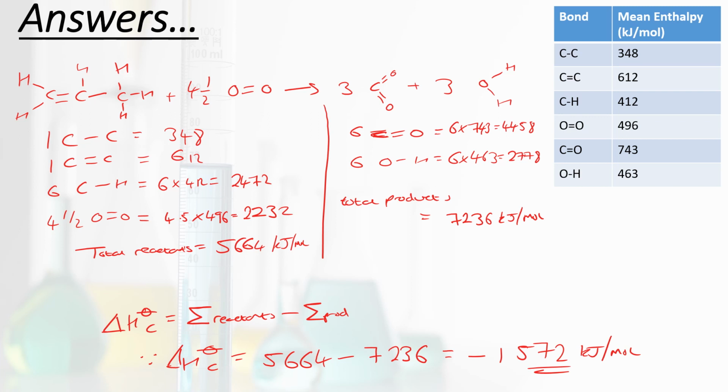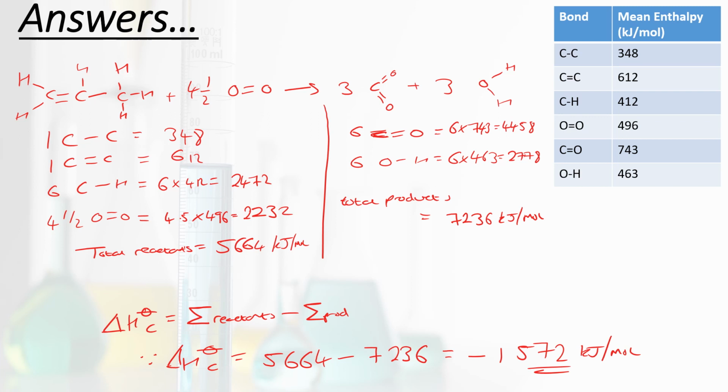So the first thing that I'm going to do here, as I said, is to draw out the full displayed formula, so draw out every single bond. And again, I'm going to do my calculation assuming that every bond breaks and every bond reforms, essentially. So, look at our reactants, our left-hand side. We have one carbon-carbon single bond, one carbon-carbon double bond, and 6 carbon-hydrogen single bonds. So we then look at our mean bond enthalpy data table. We have 348 for the carbon-carbon single bond, 612 for the carbon-carbon double bond, and then 6 times 412 for the carbon-hydrogen single bonds to make 2,472 for that.